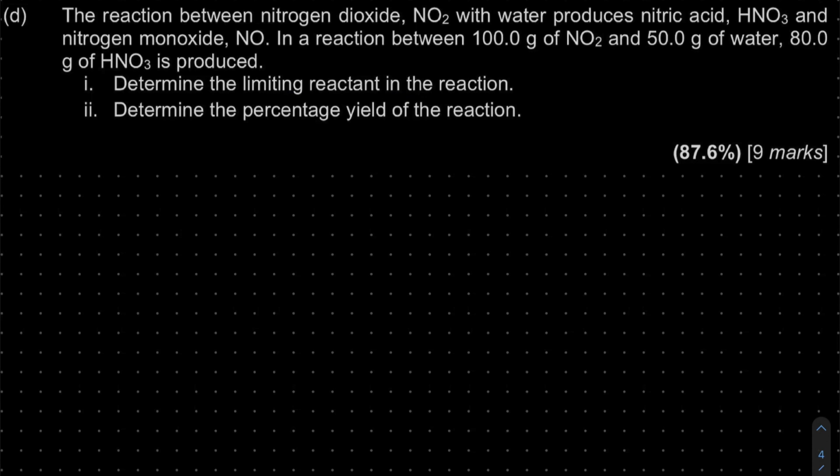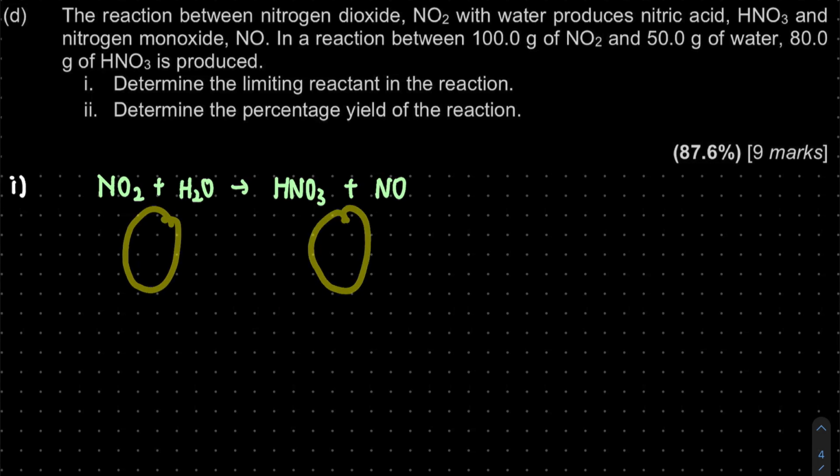So we have to write down the equation. Here it mentioned the reaction is between nitrogen dioxide and water, so these will be our reactants, and they produce nitric acid and nitrogen monoxide. These will be our products. So let's write the equation down. This is the equation for the reaction, but it's not balanced yet. First, I'm going to count how many nitrogen, hydrogen and oxygen are on the reactant side and on the product side to balance it out.